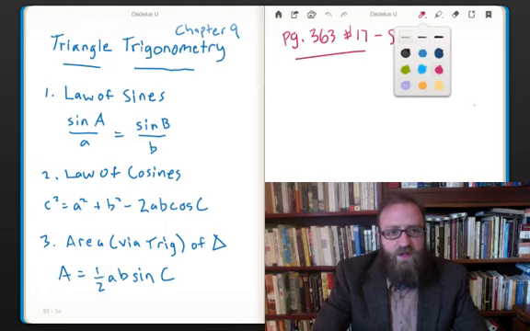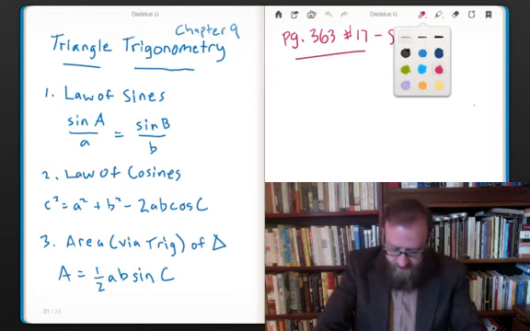The third rule we'll be looking at is the area via trig of a triangle, which is 1/2 a times b times sine of c, c being the angle included, in other words, the angle formed by sides a and b. Okay, so let's say you've got these three rules, right? Got them. But then you turn to question number 17 on page 363.